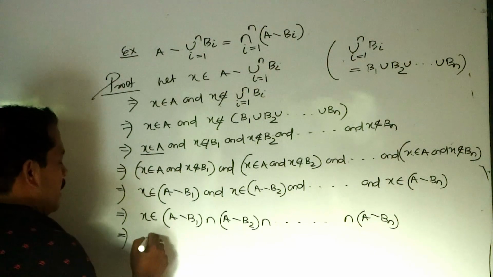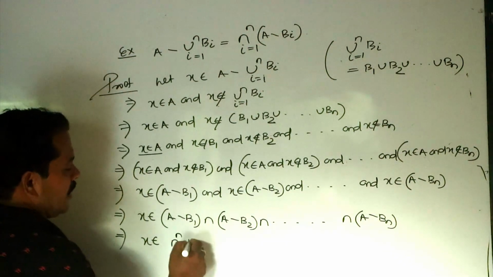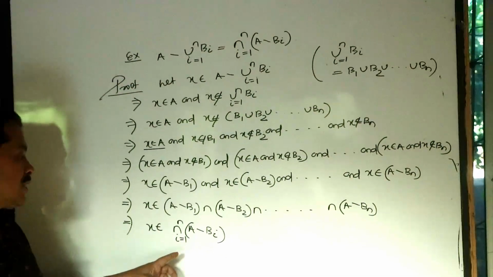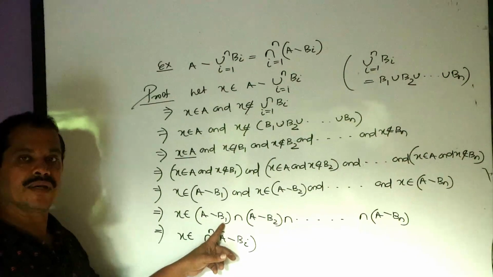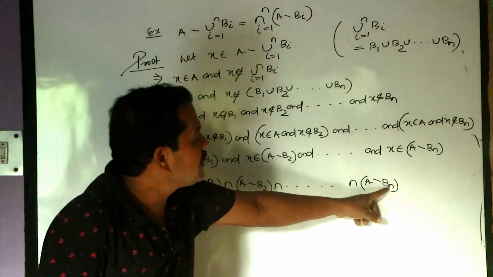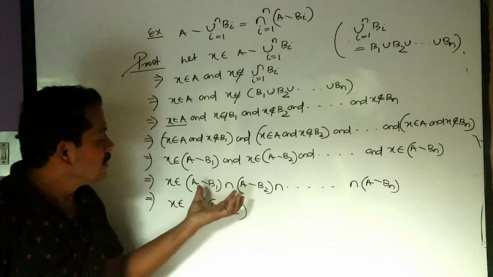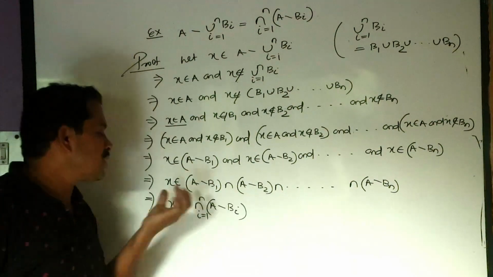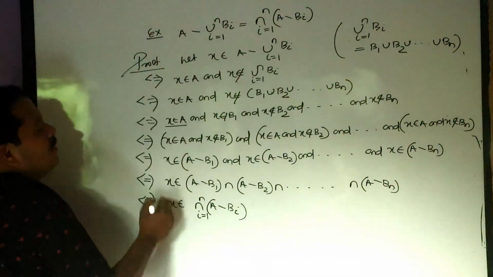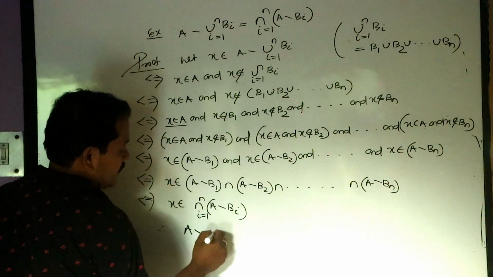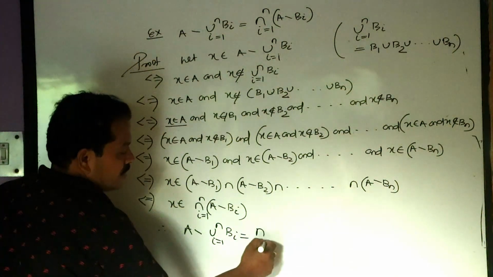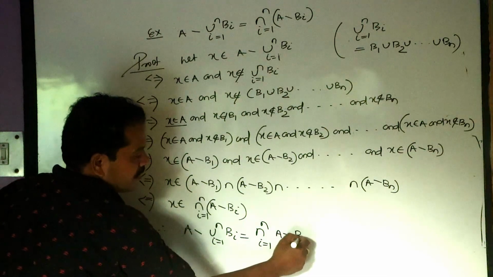Now this can be written as x belongs to the intersection over i from 1 to n of A difference Bi. First use the suffix 1, then we get A difference B1. If i is 2, then it is A difference B2. If it is n, then A difference Bn. And in each set, there is a common term, that is the intersection. Now we use double implication so that we conclude A difference union i from 1 to n of Bi equals intersection i from 1 to n of A difference Bi.